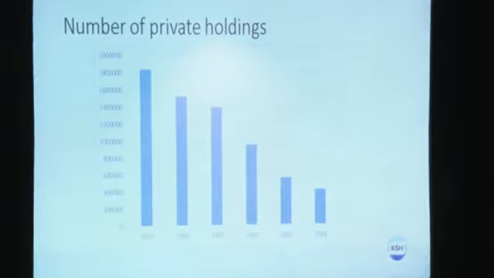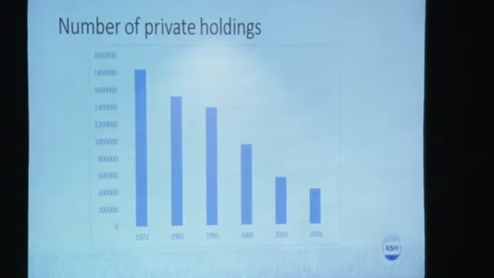So after the pictures, some statistics. You can see the decreasing number of private holdings in Hungary. In Hungarian terms, private holdings are the households plus the private entrepreneurs. And you can see on the first bar, in 1972, the number of private holdings was more than 1.8 million, and it decreased to 4,300 in 2016. So it's quite a dramatic loss of private holdings.